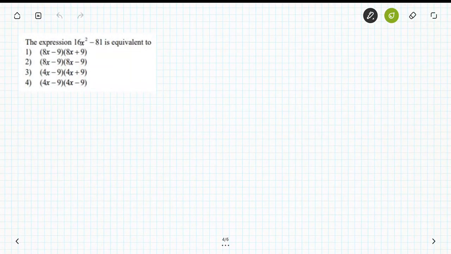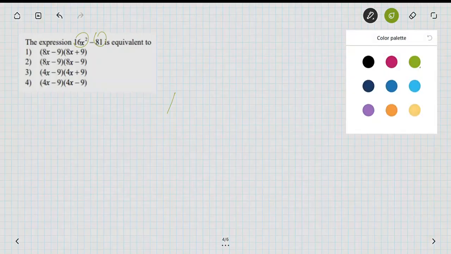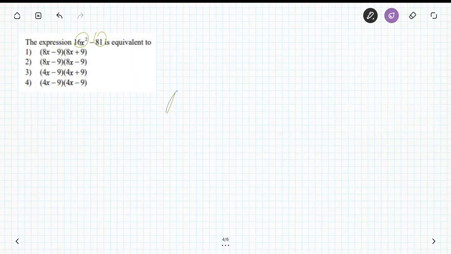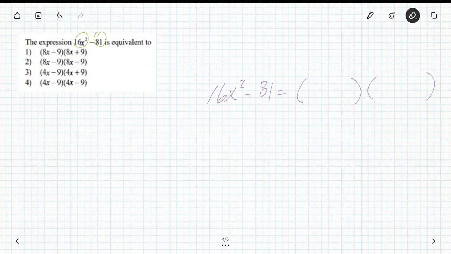Okay, so again, I have a difference of perfect squares. How do I know that? Because I have one term here, one term here. So I can rewrite this as 2 factors. Let me rewrite my problem. Let me not use green, let me use purple. So I'm going to do 16x squared minus 81. I can write this as 2 groups. So I need to put a plus and a minus here. And next, I have an x squared, so I must put an x on both.